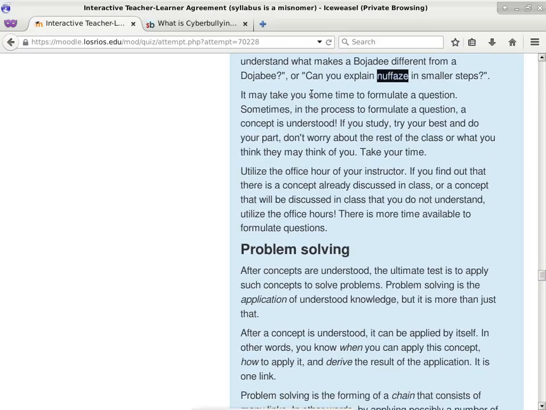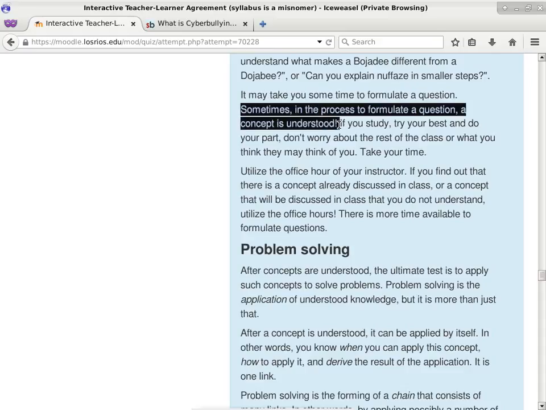It may take you some time to formulate a question. In the process of formulating a question, a concept is understood. This happens a lot for myself. Sometimes in a lecture, I would have a question about something, but in the process of formulating a question to ask the professor, I would understand it already.